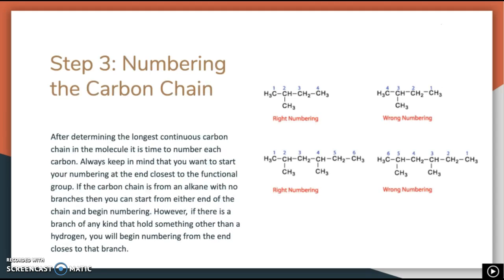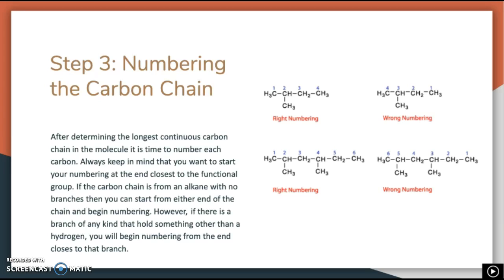Step 3. Numbering the carbon chain. After determining the longest continuous carbon chain in the molecule, it is time to number each carbon. Always keep in mind that you want to start your numbering at the end closest to the functional group. If the chain of carbon is from an alkane with no branches, then you start from either end of the chain and begin numbering. However, if there is a branch of any kind that holds something other than a hydrogen, you will be numbering from the end closest to that branch.